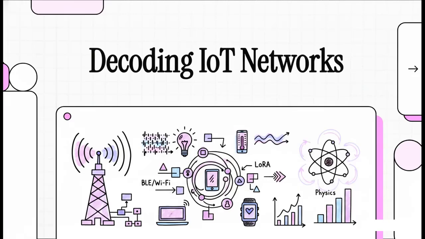Even if you're already pretty familiar with that whole alphabet soup of network protocols, we're talking BLE, Wi-Fi, LoRa, Zigbee, trying to figure out how they actually interplay at a fundamental physics and architectural level, well, that is a fascinating challenge. Today, we're decoding the architecture of IoT networks using some really fantastic source material.